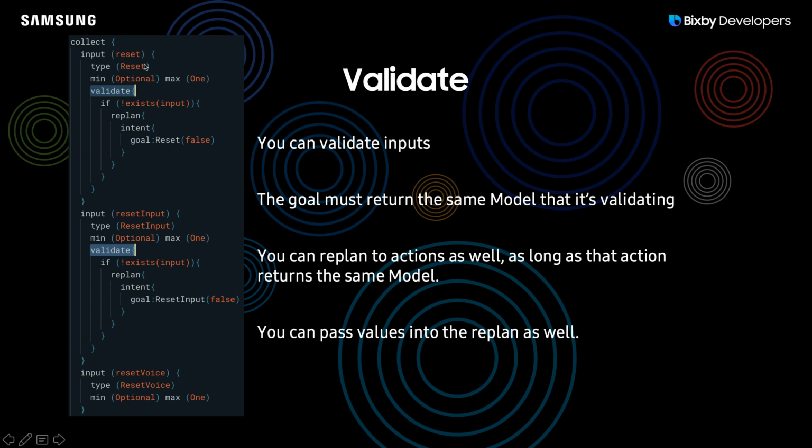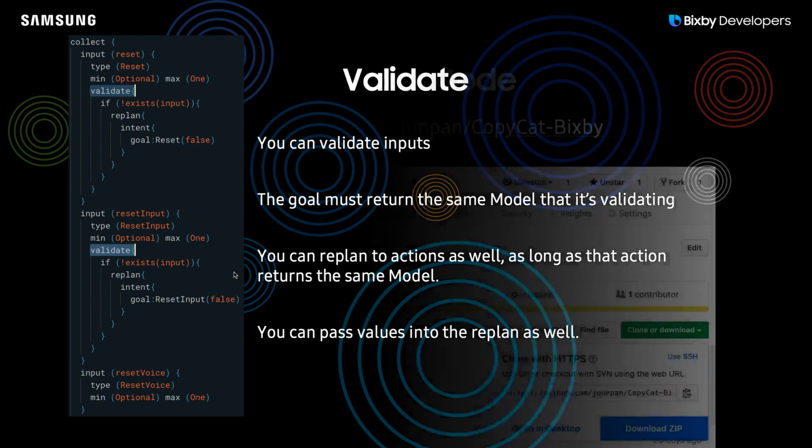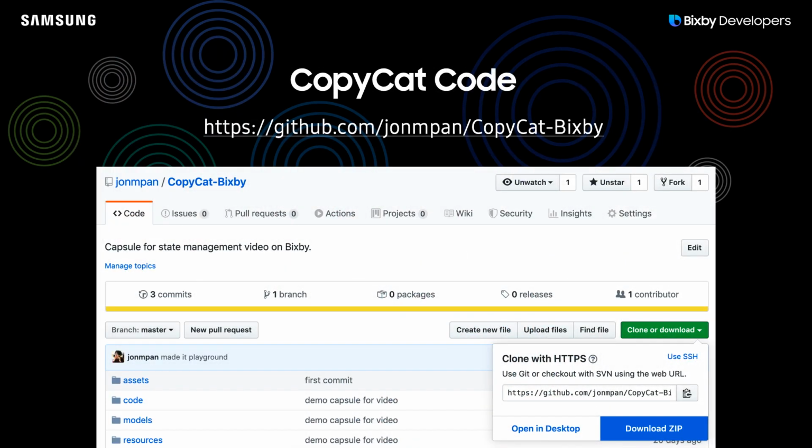So in the case of validating the reset, the replan must return the reset concept. And here you can see how it's returning the reset concept, but as false. We pass that value in the reset to set it to false. And right here, you can see how this resets the input as false. That summarizes session concept management in Bixby. I hope you've learned the nuances of the default behavior in comparison to transient, as well as perhaps utilizing flags to force Bixby to forget certain concepts.